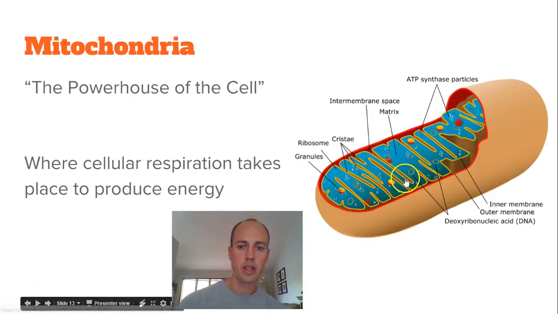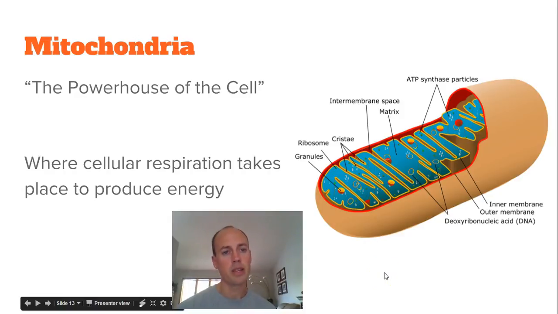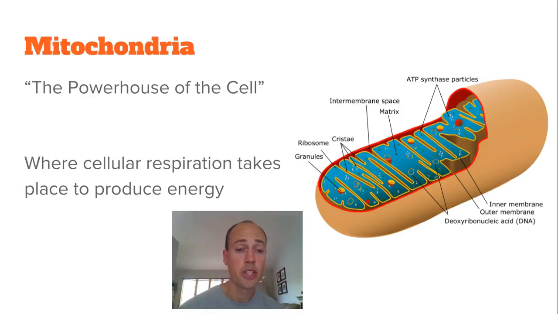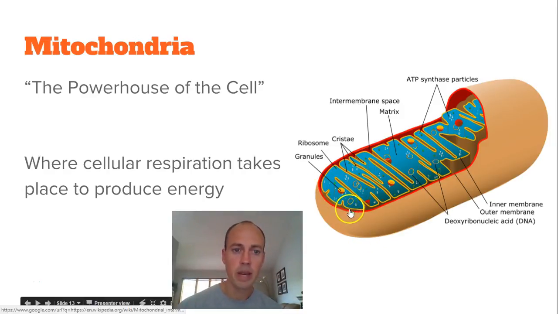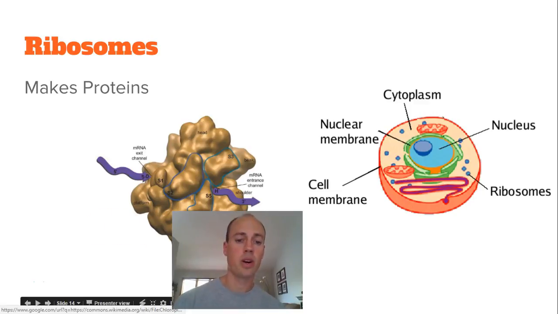Here's a picture and explanation of mitochondria. Animal and plant cells have these, and it's how cells get their energy. So glucose, or food, comes into the cell. Mitochondria has the job of making energy out of that food. So in goes glucose, or food, out goes energy, or ATP. So this is where cellular respiration takes place to produce energy. We'll learn more about that later as well.